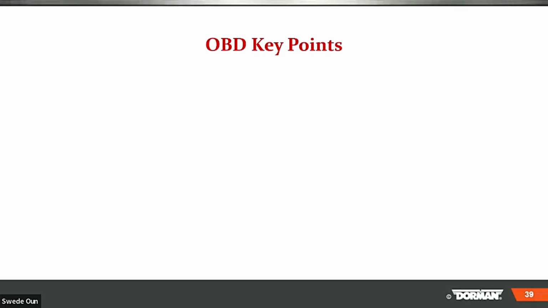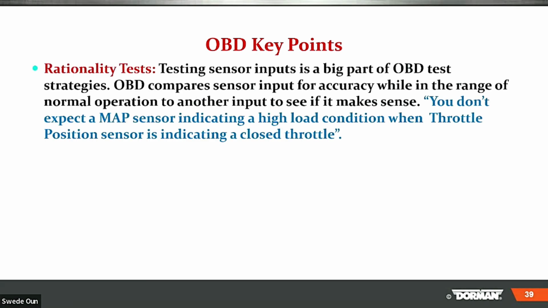OBD key points. Rationality test, testing sensor inputs, is a big part of OBD. OBD compares a sensor input for accuracy while in the range of normal operation to another input. So it makes sense. You don't expect a MAP sensor indicating a high or low condition when the throttle position sensor is indicating closed throttle. Okay? So this is all a learning curve. OBD2 allowed us to think about those kinds of strategies. How do we arrive at these codes?